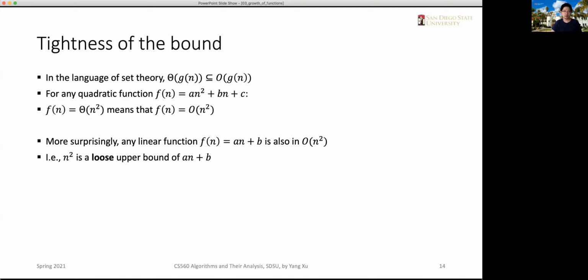But sometimes the loose upper bound is not that useful. It's not an accurate estimate of the upper bound, right? It's an overestimation. When we want to know the running time of an algorithm, we basically want an accurate estimation. We want a tight bound rather than a very loose upper bound, because the loose upper bound will give us misinformation.